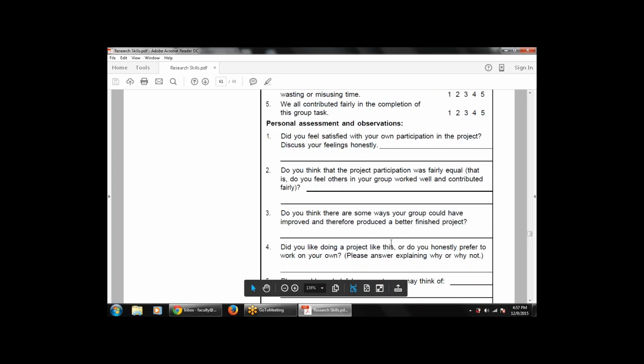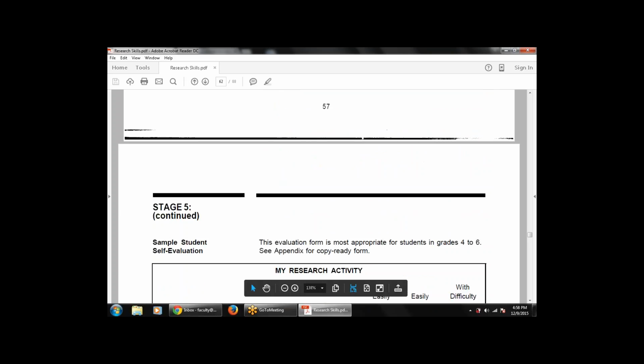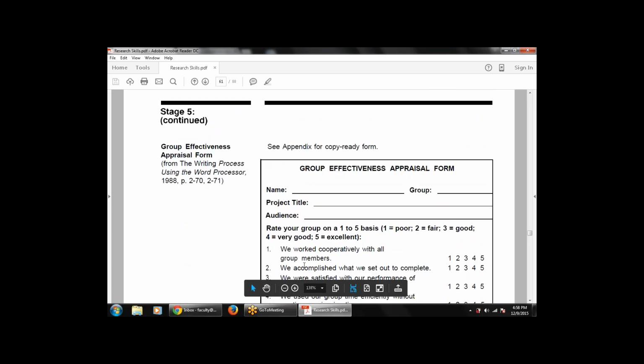Do you like doing a project like this or honestly prefer to work on your own? Give the reason or explanation. Please add any helpful comment you may think of. Whatever comment you want to give, you may give it. So this is the group effectiveness appraisal form, an appraisal form that is used in a group.